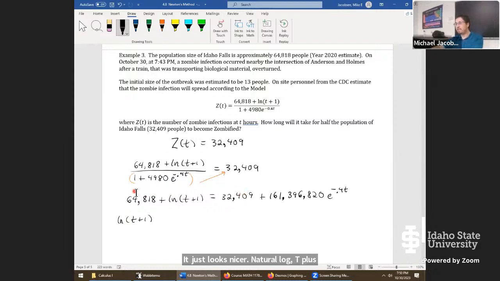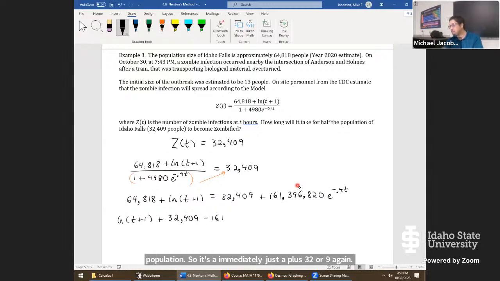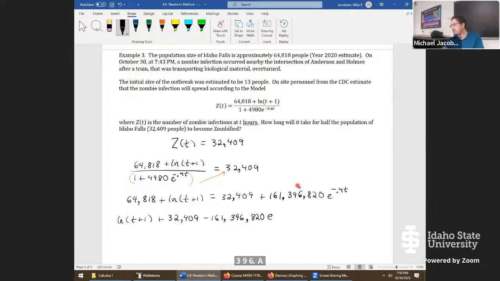It just looks nicer. Natural log, t plus 1. We're taking 32,000 minus 64,000, but that was the population of IF. That's half the population. So it's immediately just a plus 32,409 again. Then subtract this figure, minus 161,396,820 e to the power of negative 0.4t.